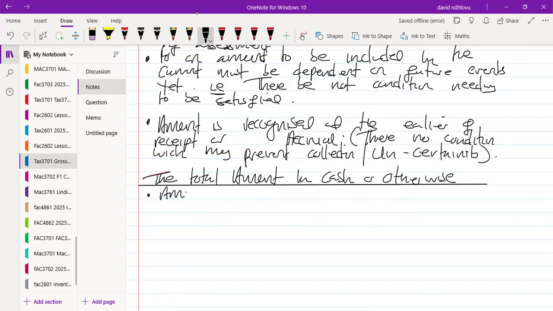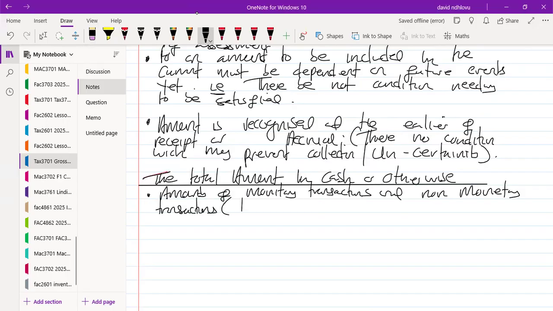So amounts of monetary transactions, and non-monetary transactions are included. For example, barter exchange.